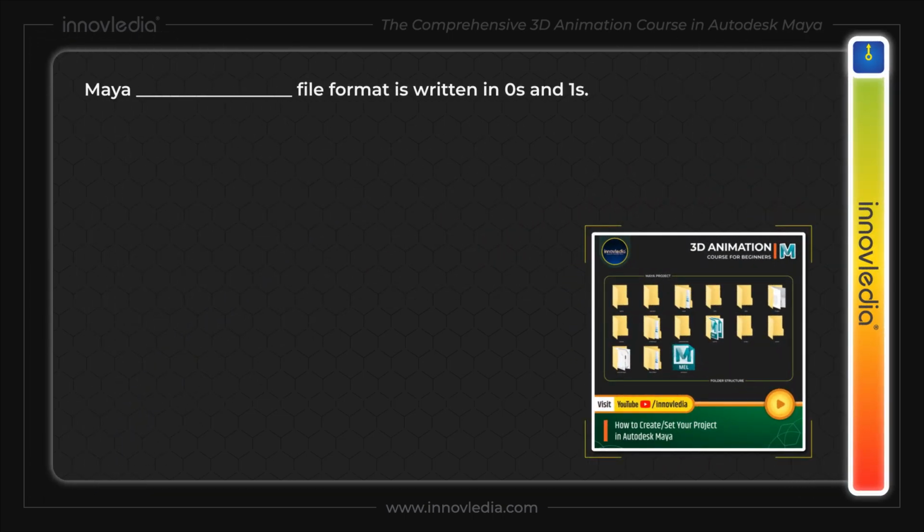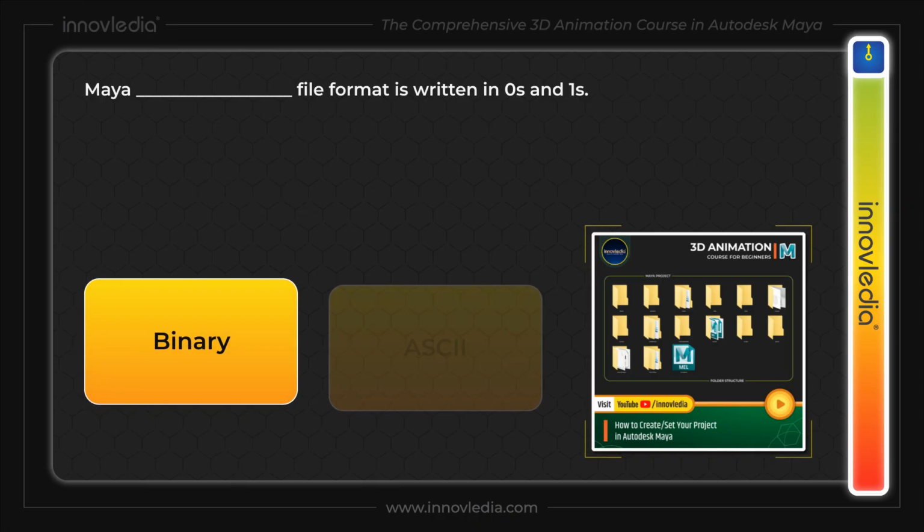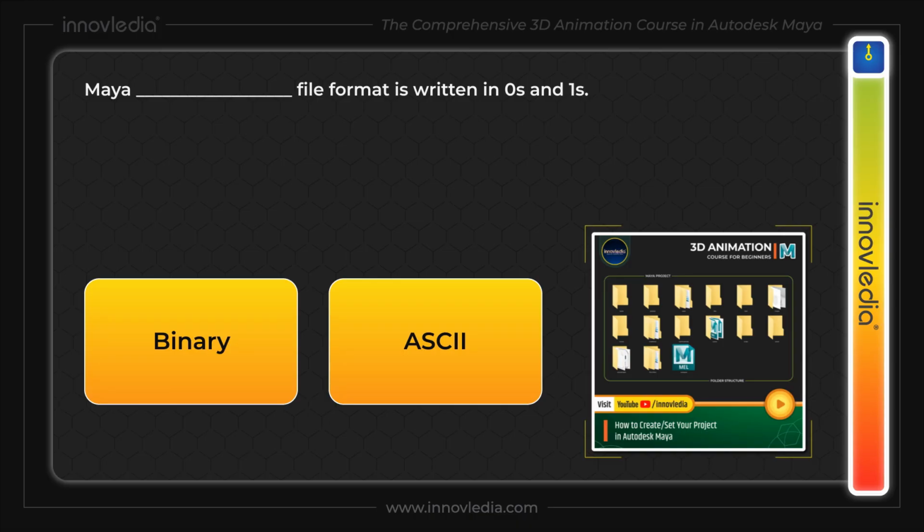Maya dash file format is written in zeros and ones. The options are binary, ASCII. Your time starts now. And the correct answer is binary.